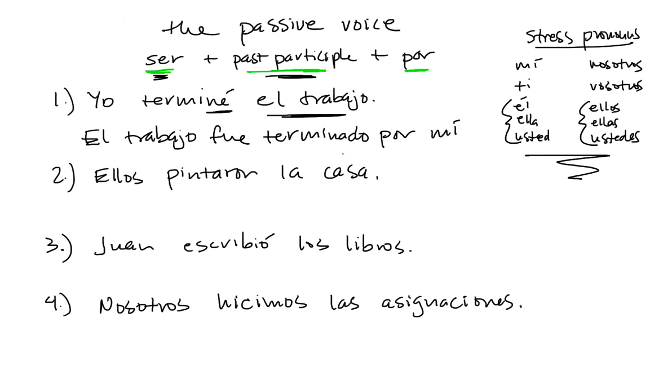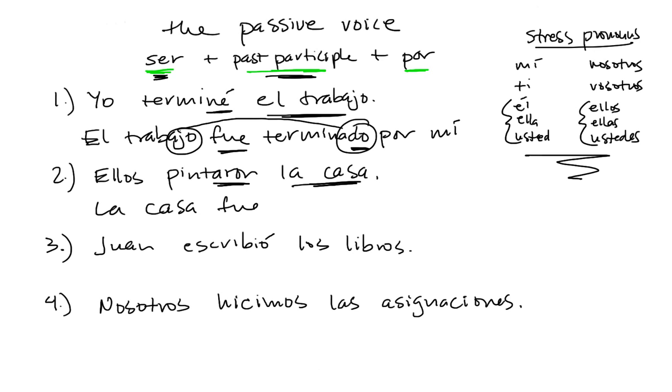Now notice, since this is a past participle, and this is the verb ser, this past participle is functioning as an adjective, so it must agree with what it's describing. It's describing trabajo, which is masculine singular. Therefore, the past participle is masculine singular. Let's do the next one. Ellos pintaron la casa. Okay, they painted the house. Now the house becomes the subject. La casa. The house was painted by them. Okay, so again, we have the preterite tense verb here, so we're going to use the preterite again. Fue. And then we want the past participle of pintar.